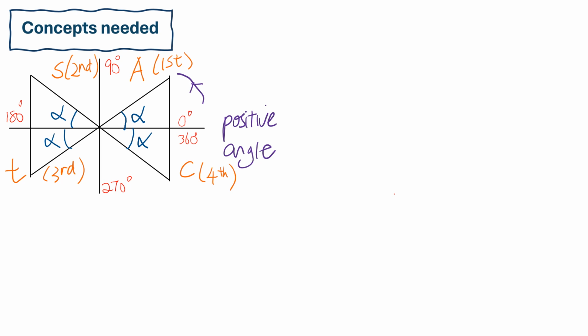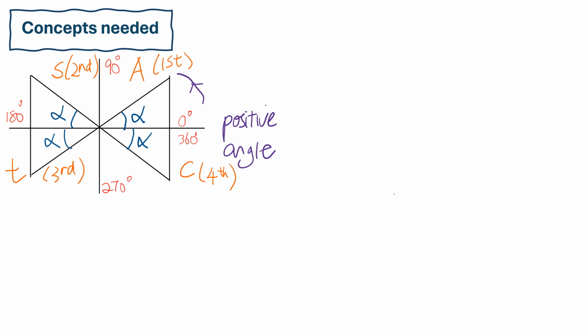Right, so if you remember your ASTC, it means that in the first quadrant, that's between 0 to 90 degrees, the values of all the trigonometric ratios will be positive. In the second quadrant, only the sine ratio is positive. In the third quadrant, the tangent ratio is positive, and in the fourth quadrant, the cosine ratio is positive.